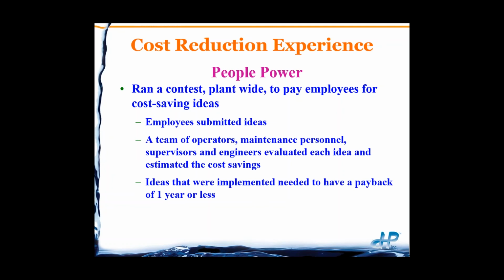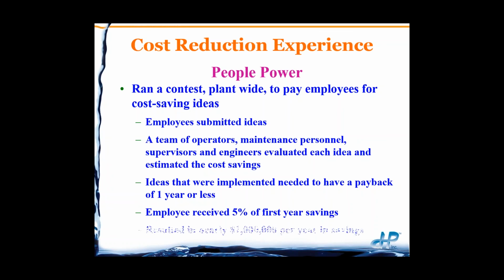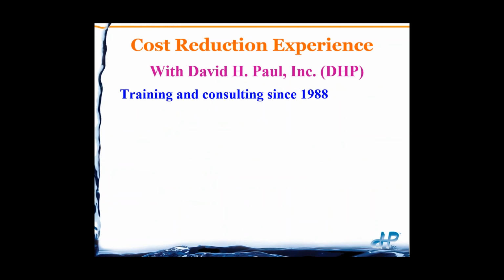And I think we're probably close to that situation now. Most plants aren't going to implement anything that doesn't have a payback, probably at least 2 years. But if you can get a payback in less than a year, then you're going to get people's attention. And the employees would receive a one-time 5% of the first year savings. And by doing this, and it took maybe 3 months to go through this whole process, it resulted in over $1 million per year in savings. So again, people are going to be our biggest resource.